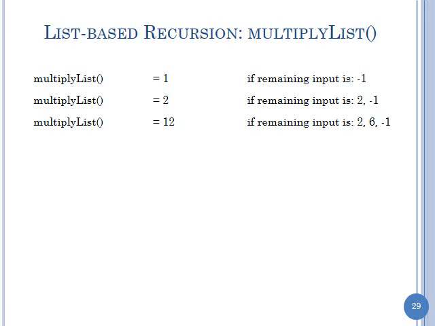Are we starting at the top of your thing or at the bottom? So I'm starting with some list. It could be 2, 6, -1. So I've got read next token, which will give me an int value. If that read next token returns -1, what should multiply list return? 1. Right? If that read next token returns 2, what should it return?